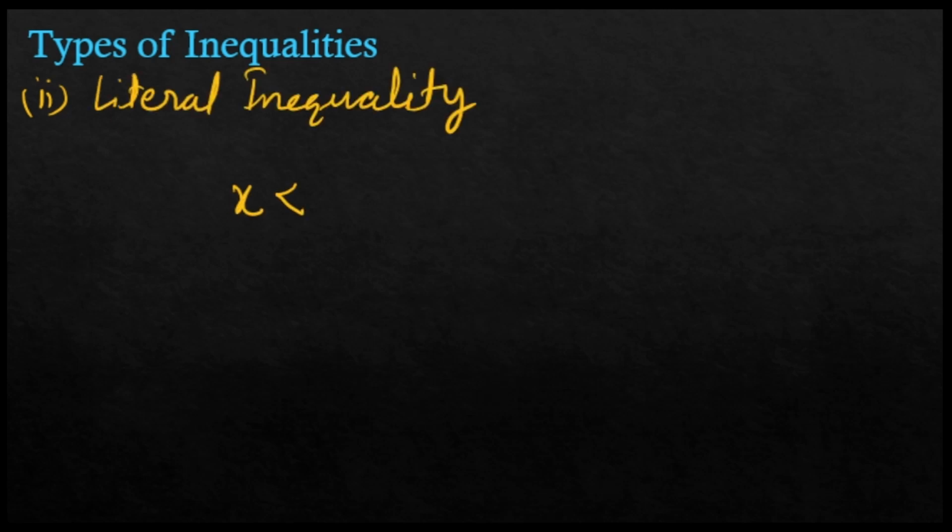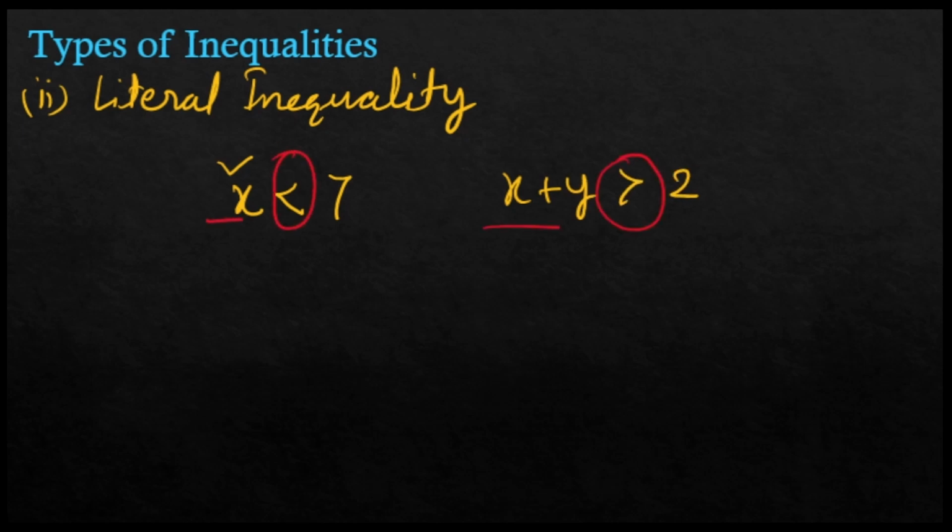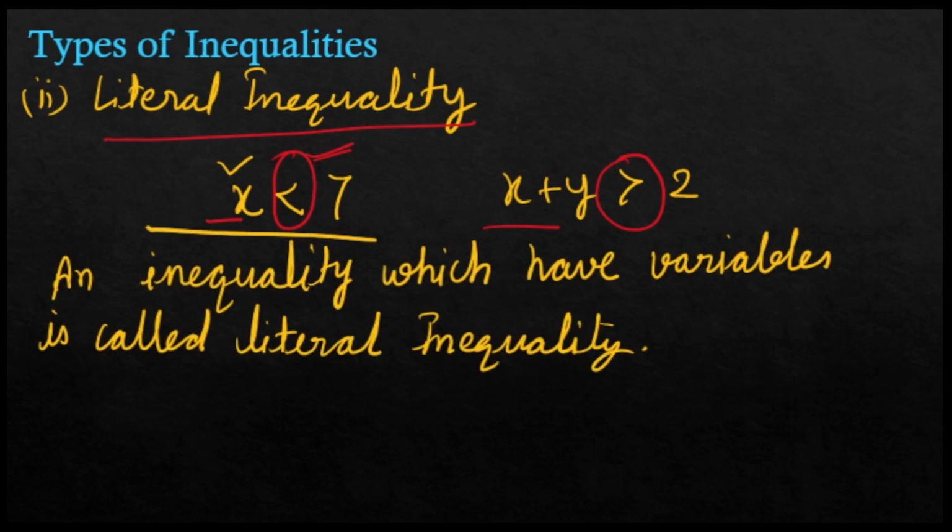Second is literal inequality: an inequality which has variables, for example, variable x is smaller than 7, or x plus y is greater than 2. What are these? Variables with the inequality sign. So these are literal inequalities. Definition: an inequality which has variables is called a literal inequality. I have shown you examples of literal inequality.